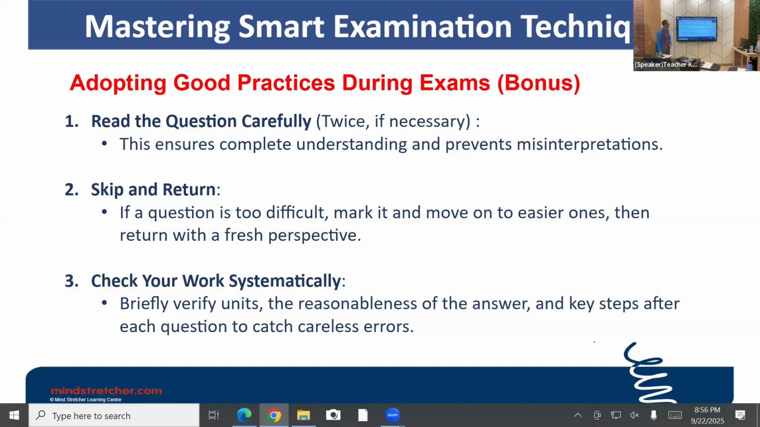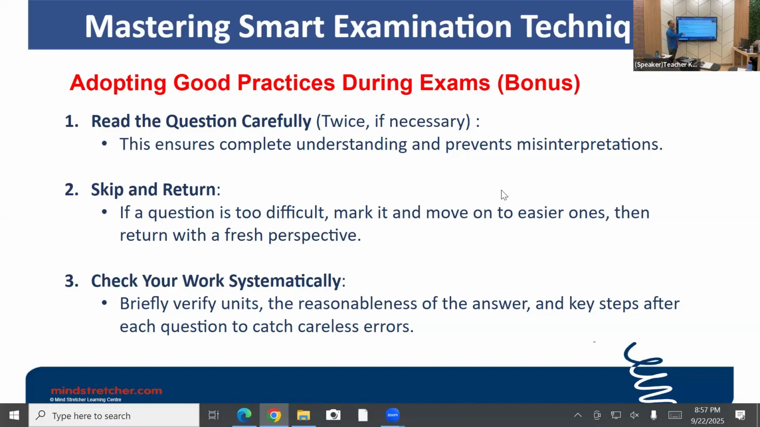So it's going to be a more in-depth one. But here I'm just going to share with you some good practices during the exam itself. This is not just for problems in real world context, but in general, for any mathematics questions, you ought to read the question carefully, and when necessary, read it again. This is to ensure that you completely understood what the question was asking, and to prevent any misinterpretation. Next is to skip and return when you find that the question is too difficult, or you forgot certain concepts. You wouldn't want to spend too much time thinking through it and waste precious time. Just move on to the next question first, and finish off the easier ones.